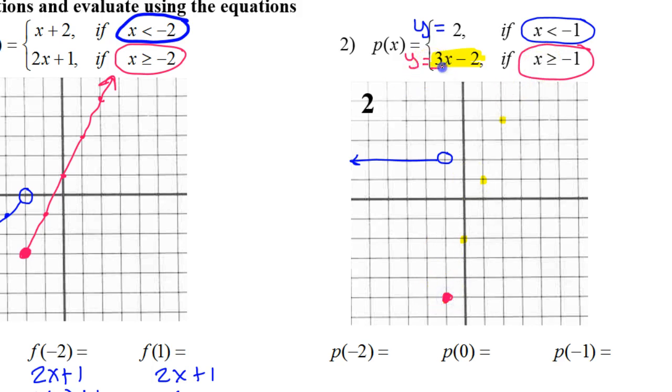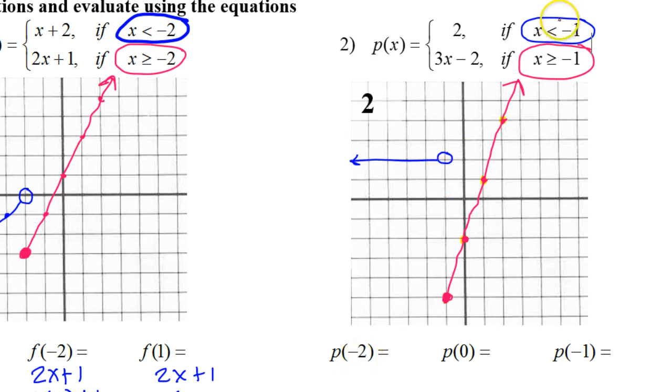All right, now looking at my slope, like I said, this is going to be up 3 over 1. So up 3 over 1, up 3 over 1, up 3 over 1. So that's why this graph is going to be going like this. All right, so that's what that would look like. We graphed it. Okay, now time to evaluate.